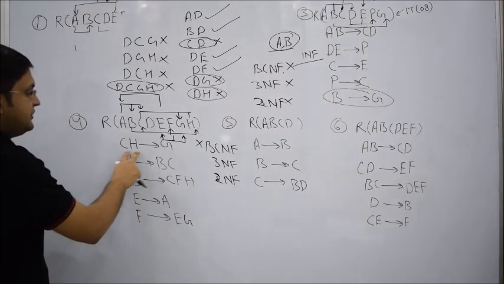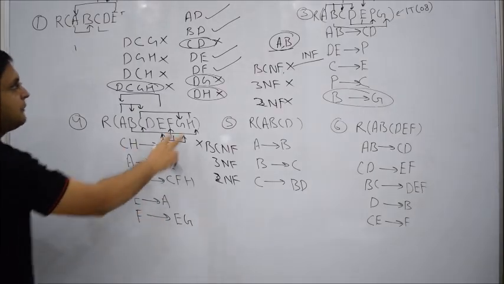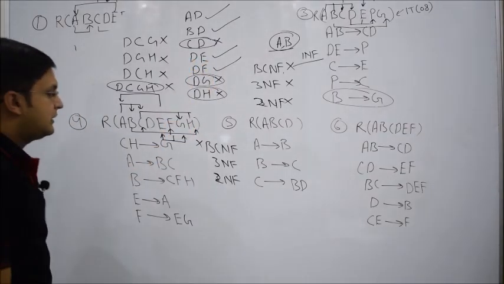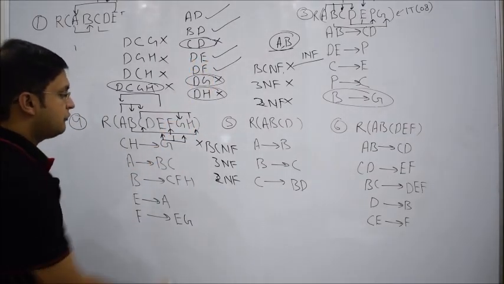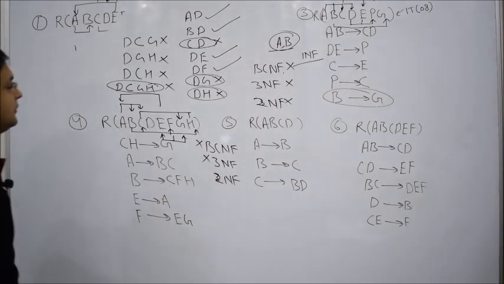Now, is G a prime attribute? CF is a candidate key, but G is not part of it. Is G a prime attribute? You see, G is not a prime attribute. That is a clear-cut case of transitive dependency. It means it is also not in third normal form. Now let me check for second normal form.